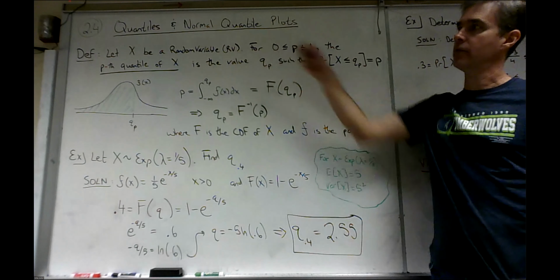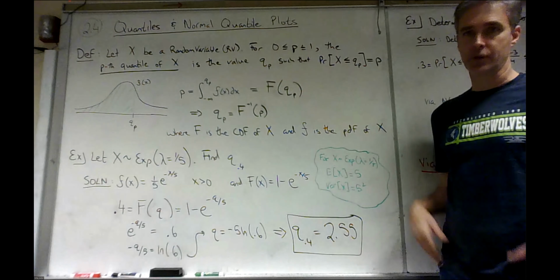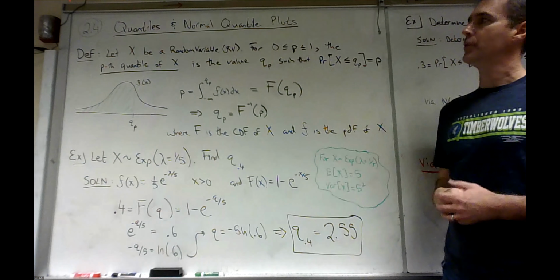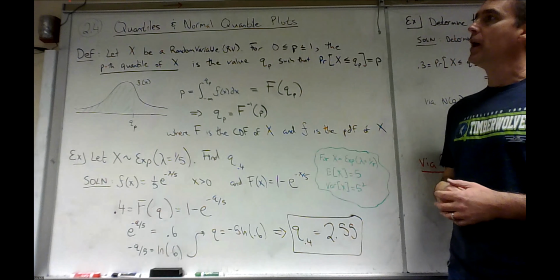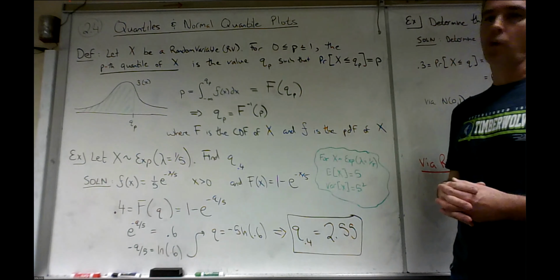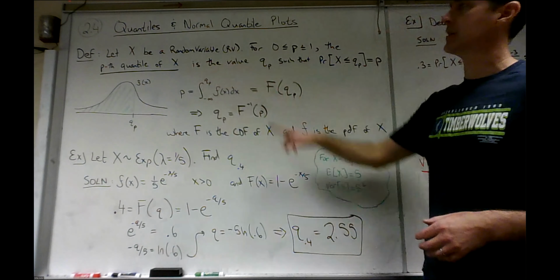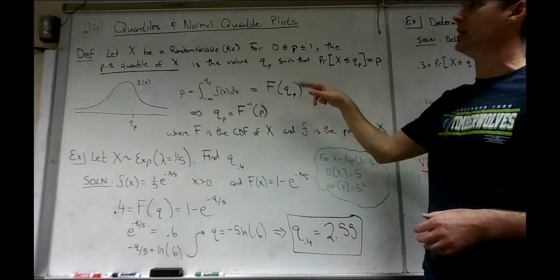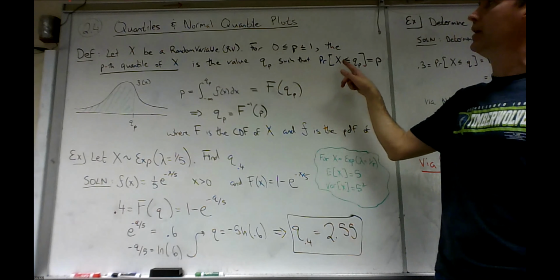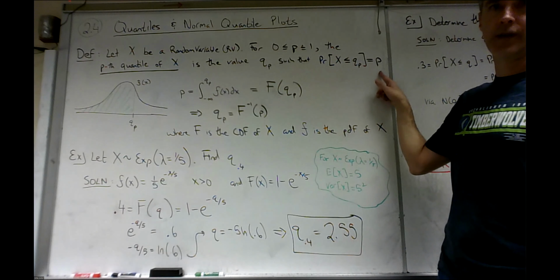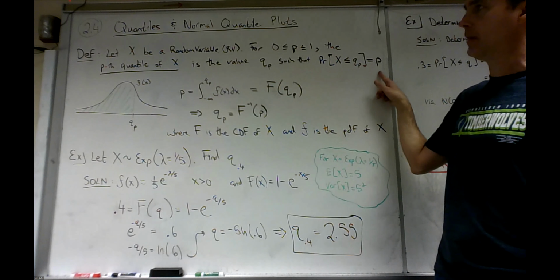Let's suppose we have X, which is a random variable, so it has some distribution. Then we're going to pick a probability value between 0 and 1, and define the pth quantile of X. The pth quantile of X is the value q sub p such that the probability that X is less than or equal to q sub p is equal to that selected probability.